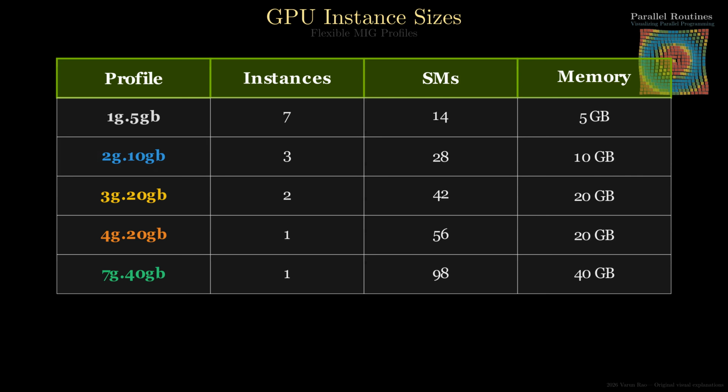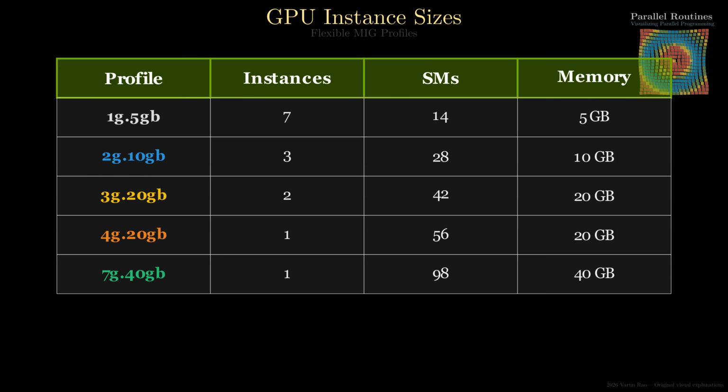MIG provides several instance profiles designed for different workload sizes. The smallest, 1G.5 GB, includes 14 streaming multiprocessors and 5 gigabytes of memory, and supports up to 7 concurrent instances. The 2G.10 GB profile allocates 28 SMs and 10 gigabytes, and supports 3 instances.